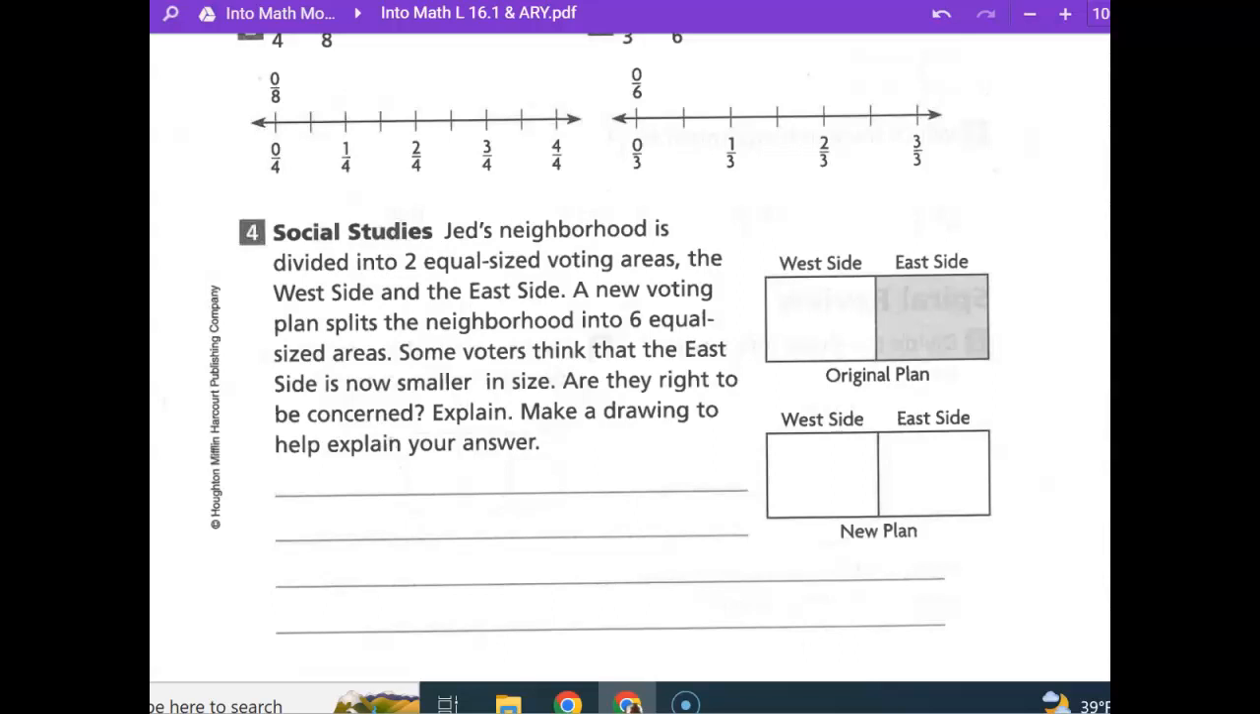Okay, so the west side and the east side, it says the new voting plan splits the neighborhood into 6 equal-sized areas. So we're going to divide this one down here into 6. Do they have a right to be concerned? No. Originally, the east side represented 1/2 of the neighborhood. Now it represents 3/6 of the neighborhood.